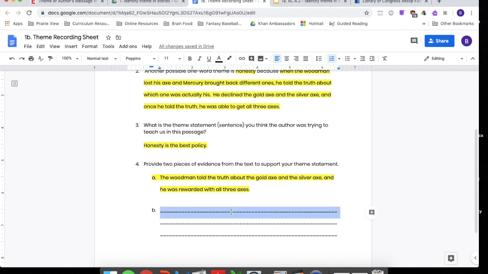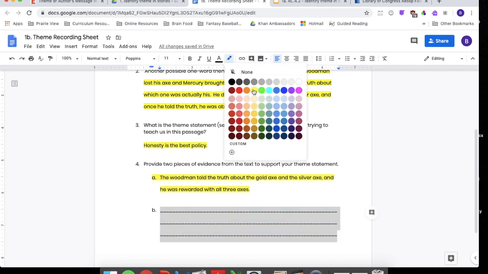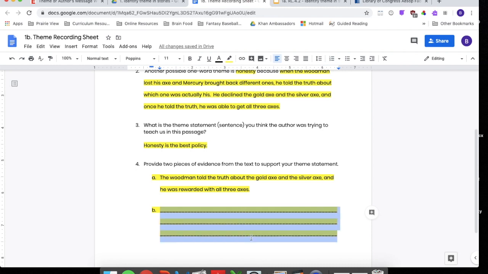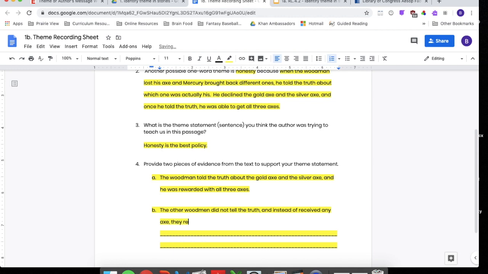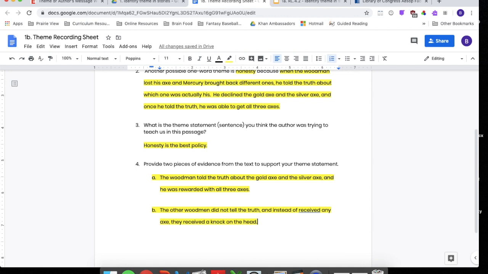But on the other hand, and I always love when stories do this, we've got somebody that makes the right choice and somebody that makes not such a good choice. The other woodman did not tell the truth, and instead of receiving any axe, they received a knock on the head.